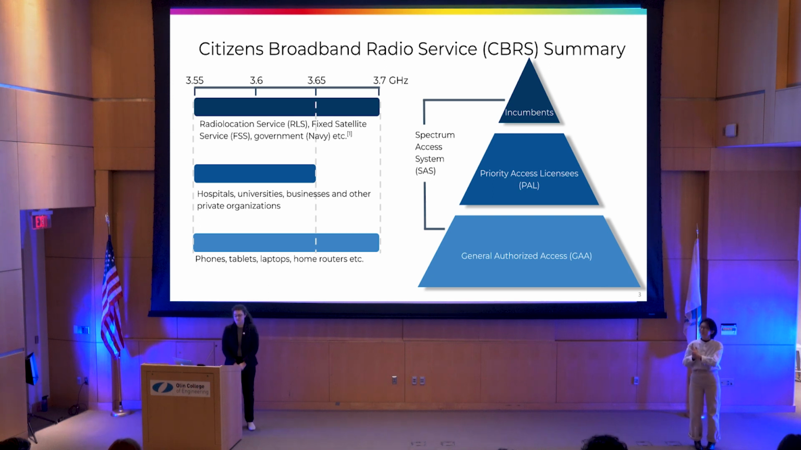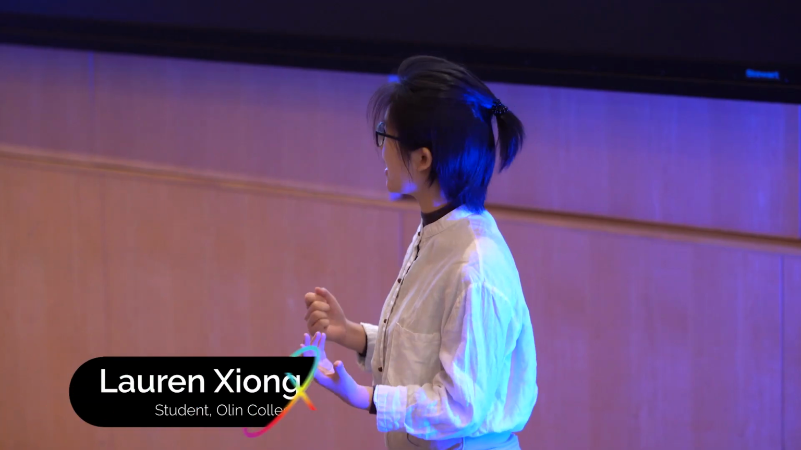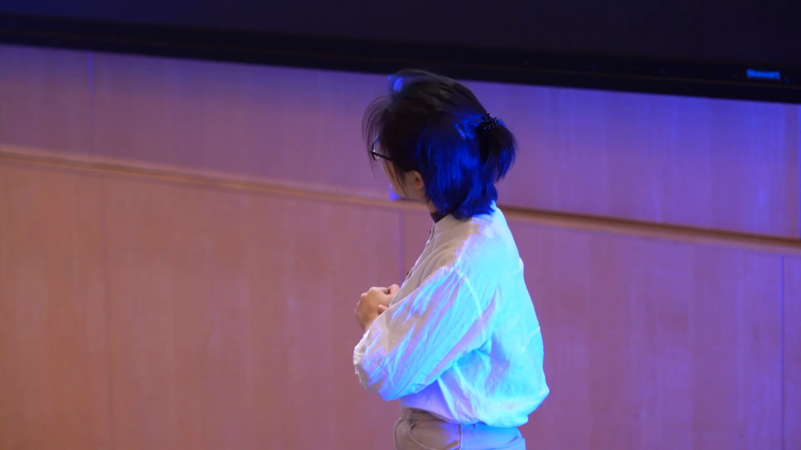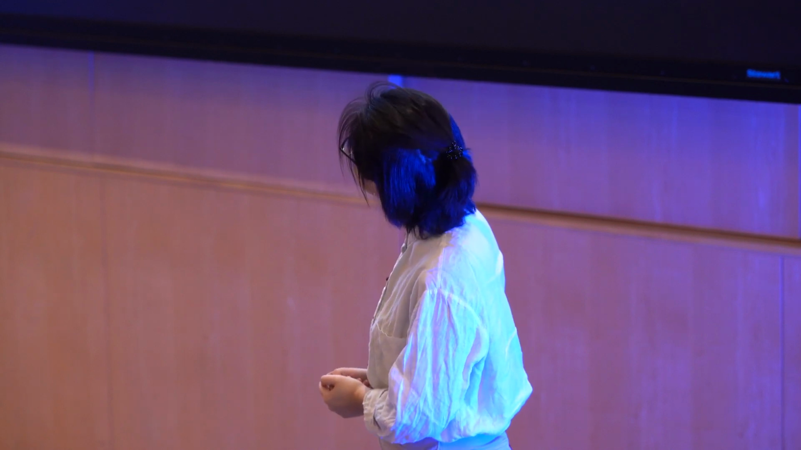So what is CBRS? Basically, CBRS is a 150 megahertz band that ranges from 3.55 to 3.7 gigahertz. It is shared by users of three different priority levels, which include incumbents, such as the fixed satellite service, radio location service, and AV system; the priority access license, which includes private institutions, hospitals, and universities; and lastly, the general authorized access, which includes cell phones, home routers, etc.